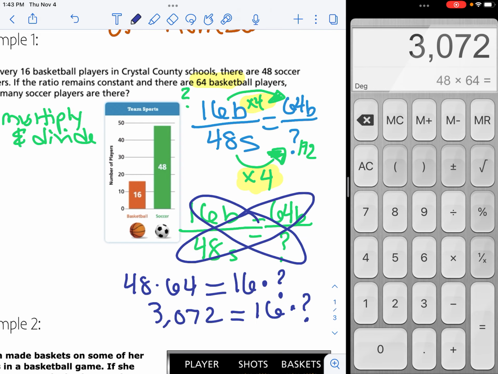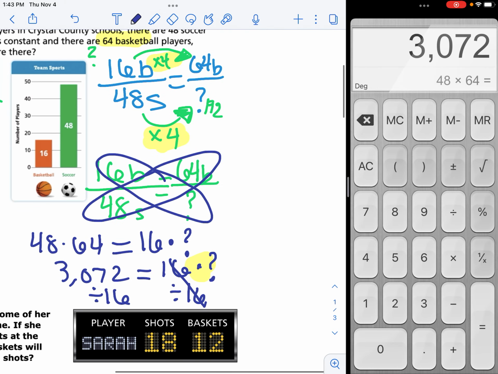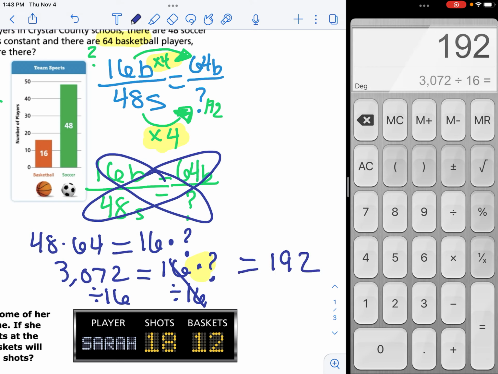Now to solve this, I would then need to divide because I want to undo my multiplication by dividing. So I'm going to divide by 16. These cancel out. So 3,072 divided by 16 equals 192. So you can solve 2 ways. The first way is saying what are we multiplying by. The second way is cross multiplication and then divide.